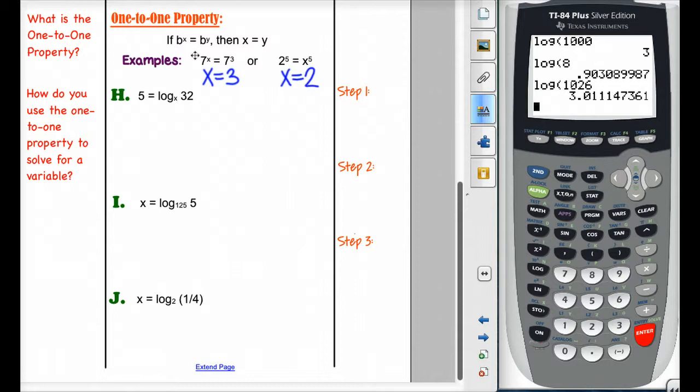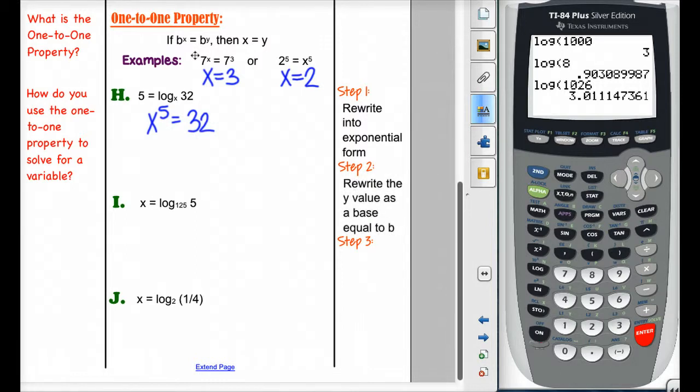So to solve logarithmic functions for a variable, we have 5 equals log base x of 32. Our first step is going to be to rewrite it in exponential form. So this is saying that x to the fifth is equal to 32. Our next step then is going to be to rewrite the values as a base equal to b, so that the powers match.